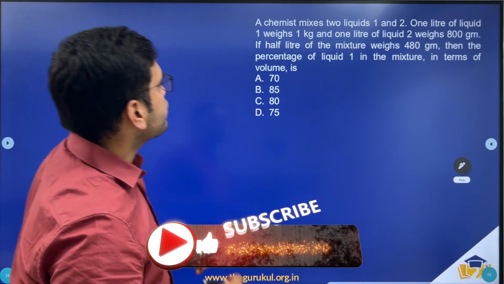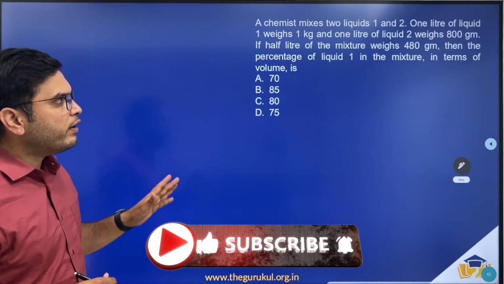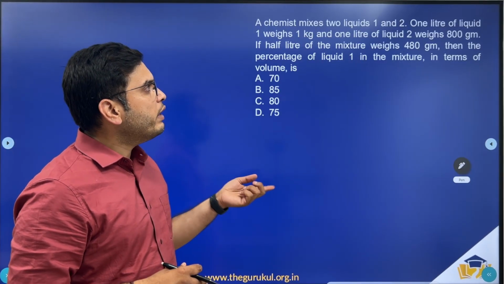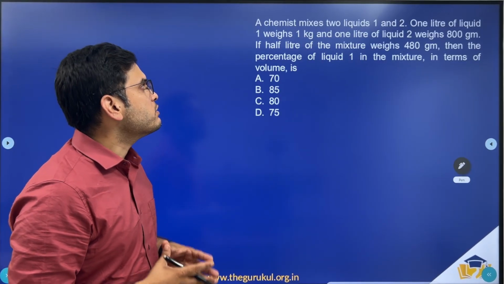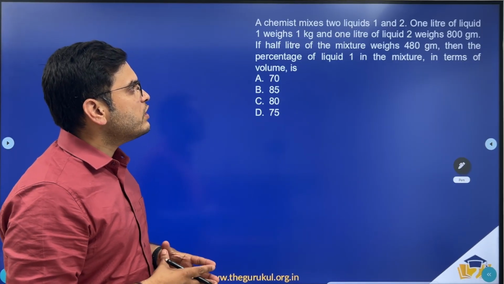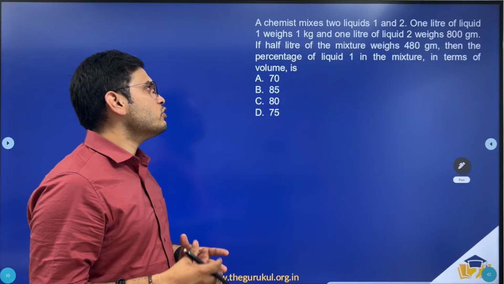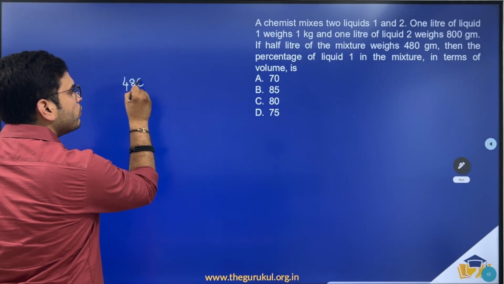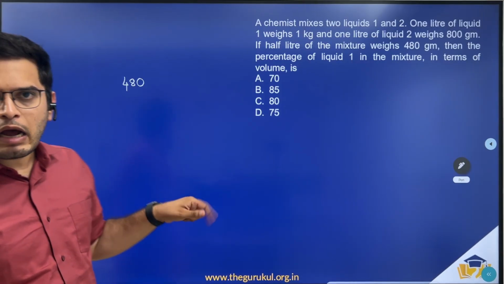Now coming to the second question. A chemist mixes 2 liquids, 1 and 2. 1 liter of the liquid 1 weighs 1 kg, and 1 liter of liquid 2 weighs 800 grams. If half liter of the mixture weighs 480 grams, then the percentage of liquid 1 in the mixture in terms of the volume is. So the resultant mixture weighs 480 grams for half liter, right?